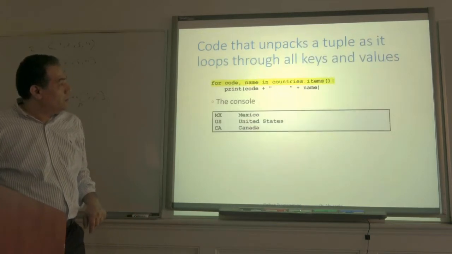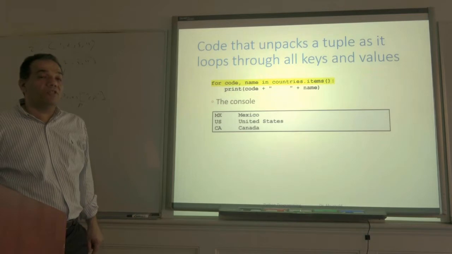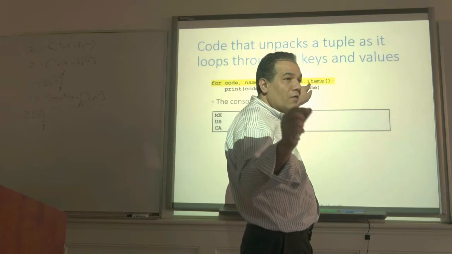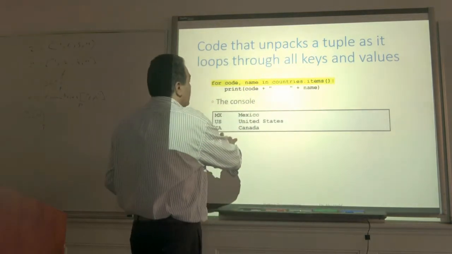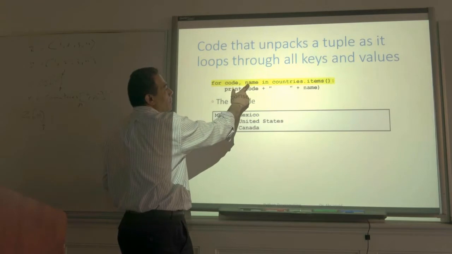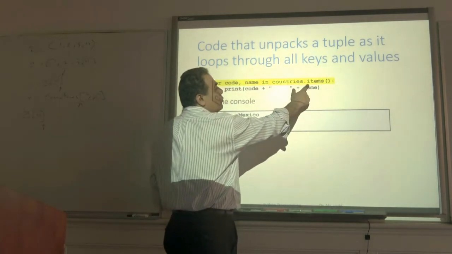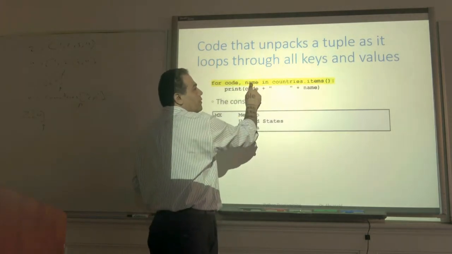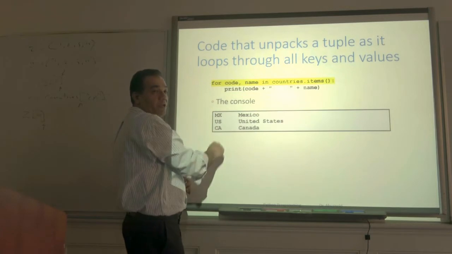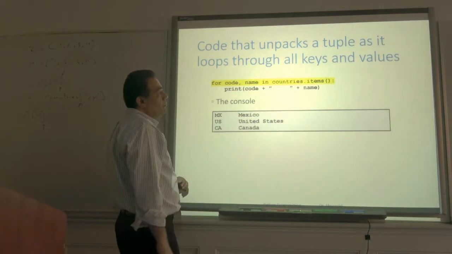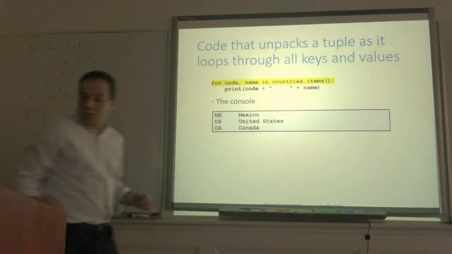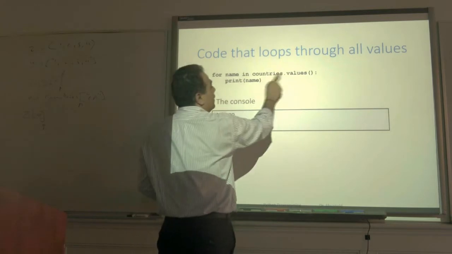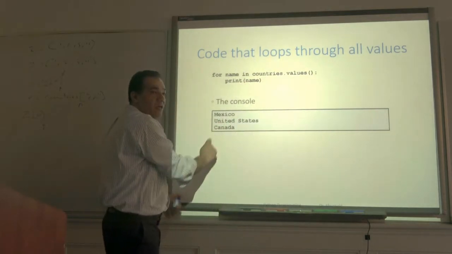In here, items. What is items? What does it return? Key with value. So look in here, this is very interesting. For code and name in countries.items, it's going to go through the items. So the item will save the code in here and the name in here, and then I could print it like this. The item has the code and the name. And then of course, values print what? It will print the values, only the values.